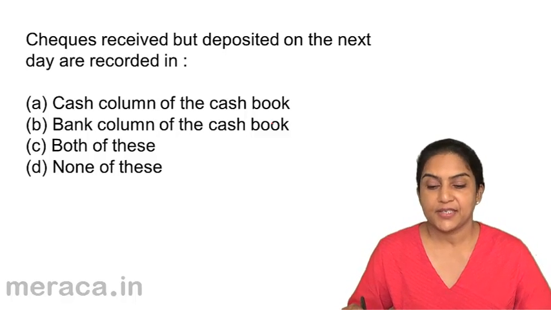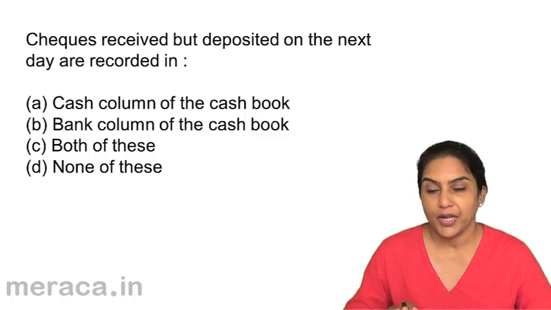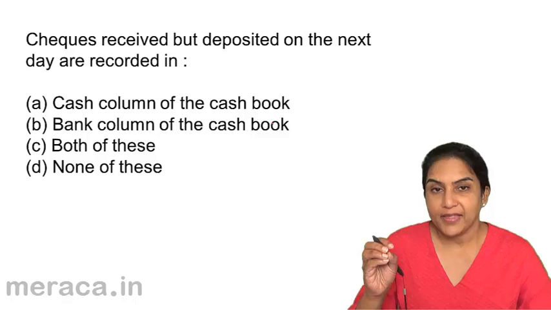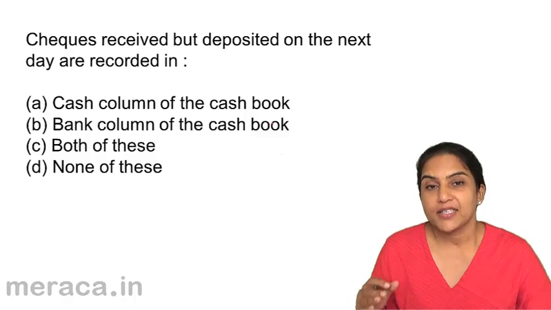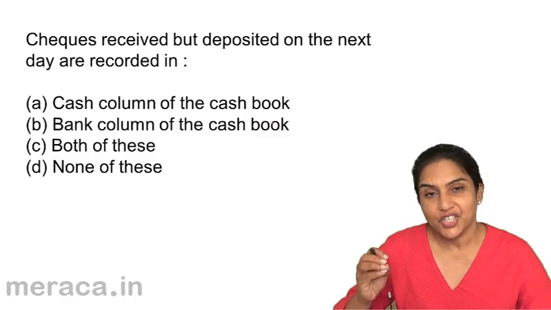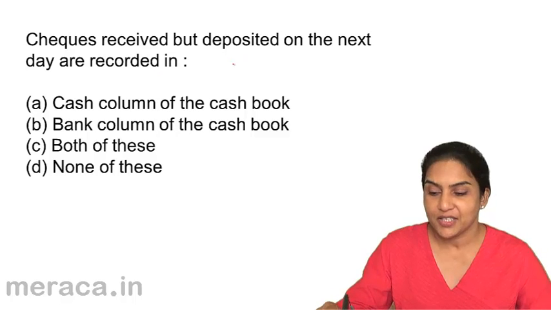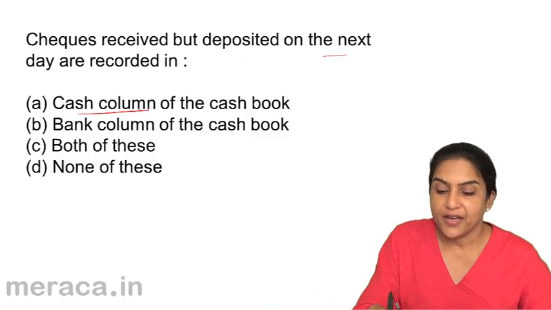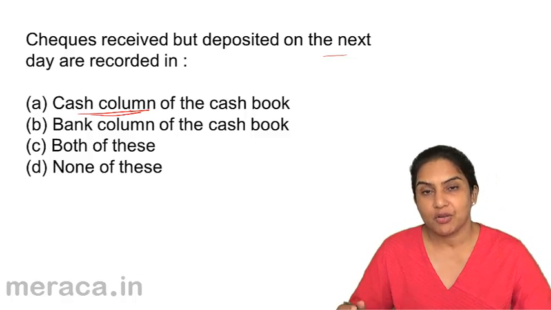There is a practice when checks are received but then deposited at a later date. In order to keep control, in order to be aware, these checks are put in the cash book and the entry is to debit cash account and not the bank since the checks have not yet been deposited into the bank. So when checks are received but deposited on the next day, they are recorded in the cash column of the cash book.